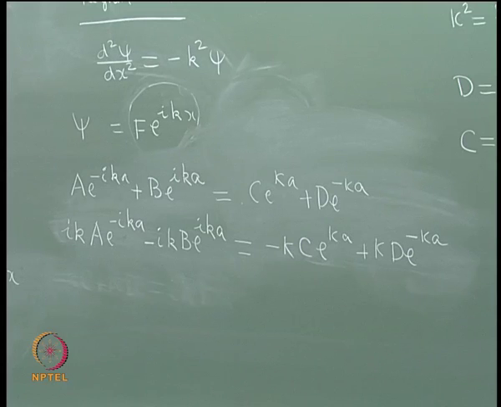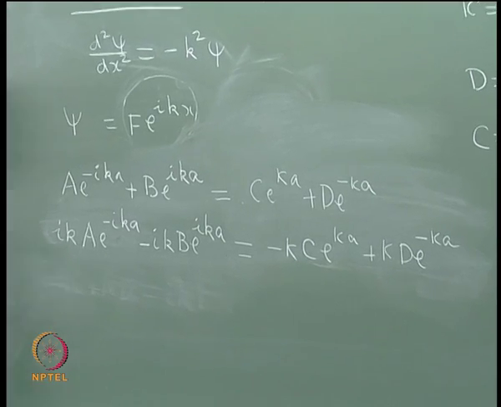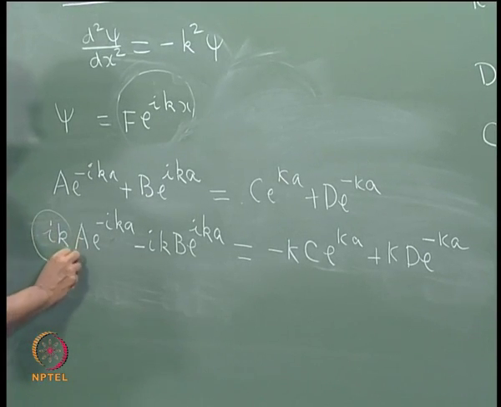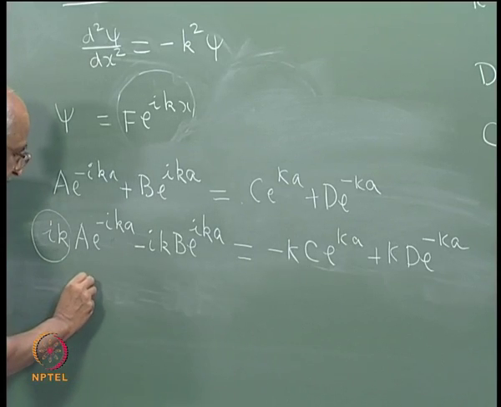So, therefore, I have now two equations, and I can actually simplify the second equation if I divide it throughout by i k. Let me do that.